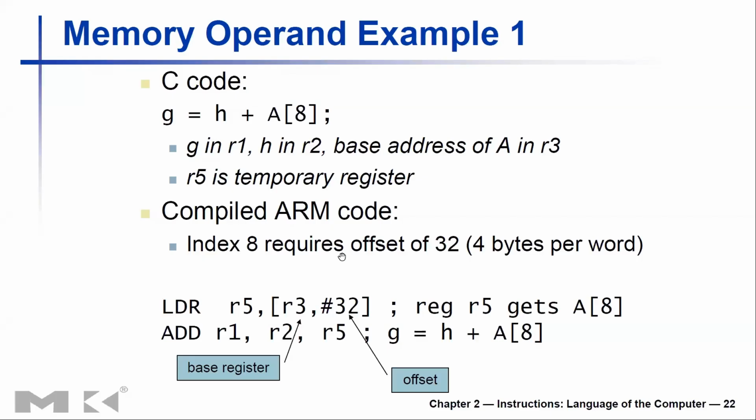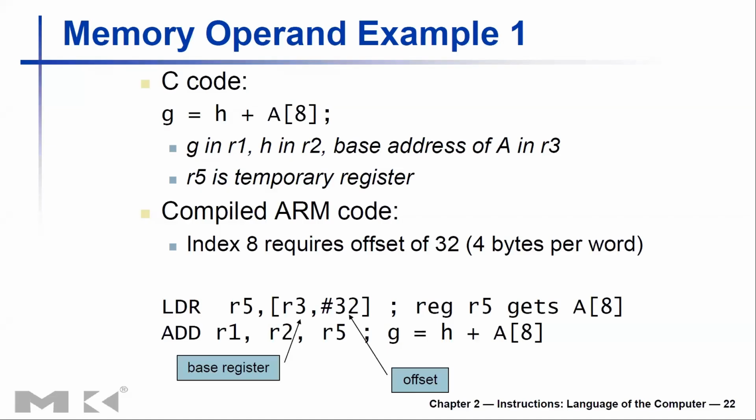Here index 8 requires offset of 32. Now we are told that the memory is byte addressed, and also these elements we are assuming are 32-bit values. So A0 is a 32-bit value, A1 is a 32-bit value. Again, likewise, A8 is also a 32-bit value. So you can assume it to be an integer, and this integer is stored in memory.